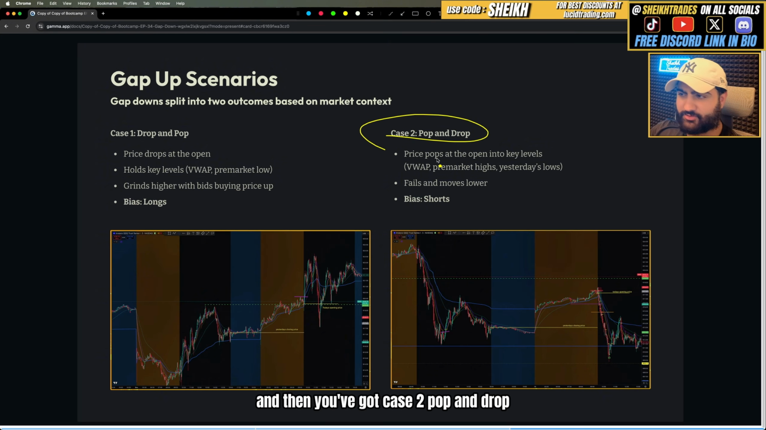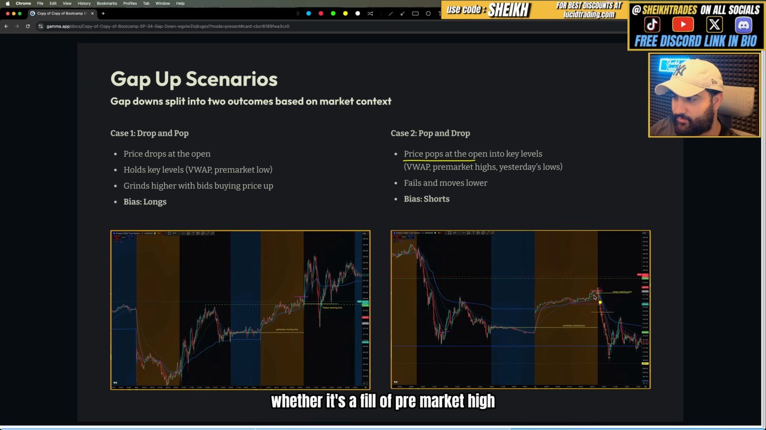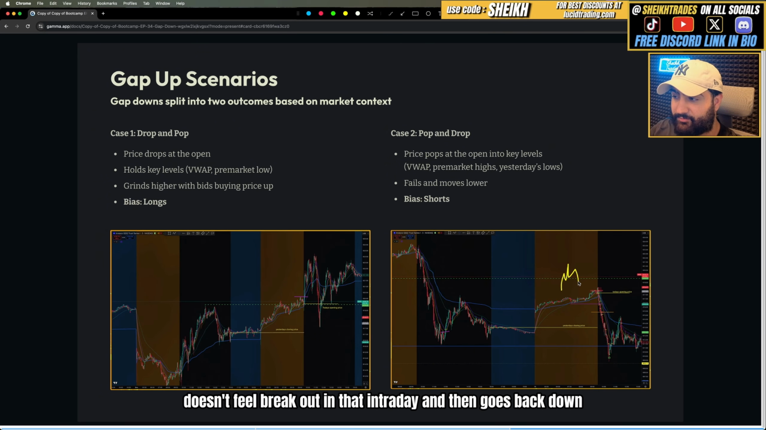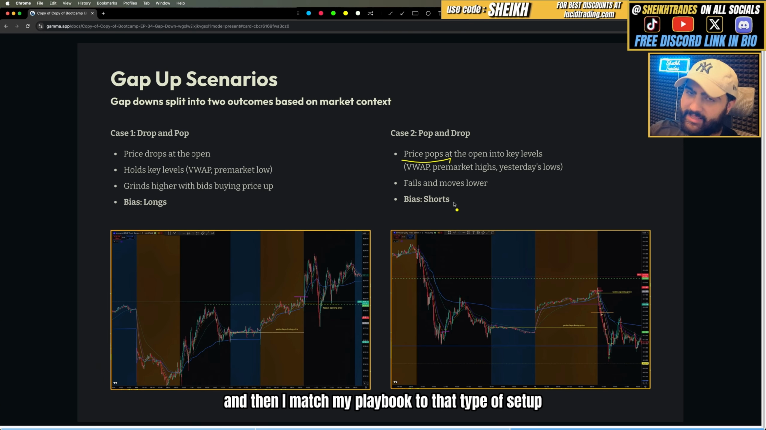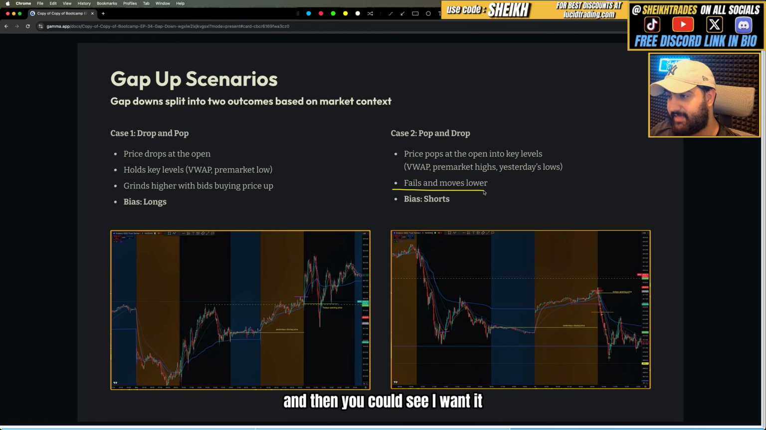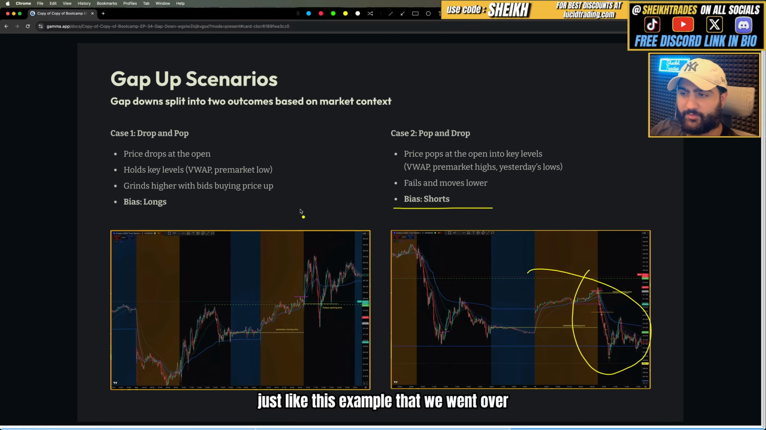And then you've got case two, pop and drop. What is a pop and drop? Price pops at open into key levels, whether it's a fill of the pre-market high, just like this example, whether it's a pushback to yesterday's high, whether it's a pushback to VWAP, whether it's a pushback to yesterday's VWAP, whether it's a pushback to the EMAs, whether it pushes back, doesn't break out in that intraday and then goes back down. I don't care what it is. For me, what matters is I want a pop at open and then I match my playbook to that type of setup. And then you could see I want it to fill and move lower, buy shorts, just like this example that we went over.